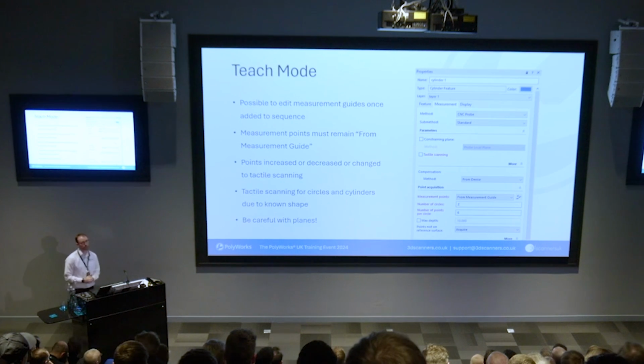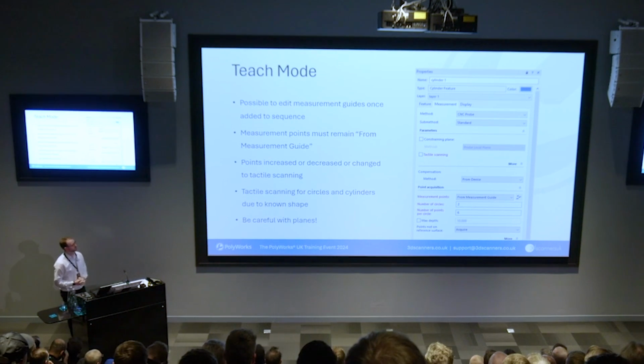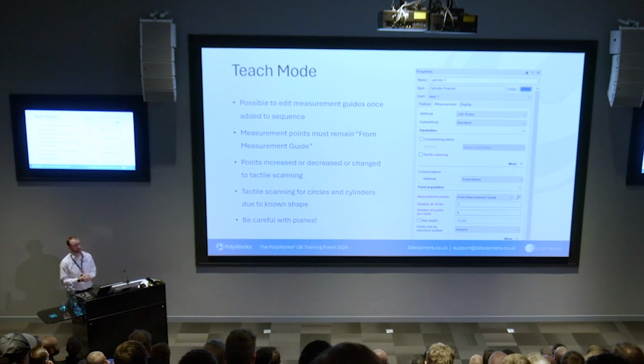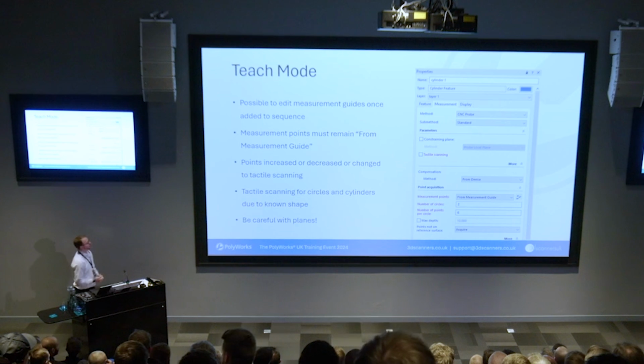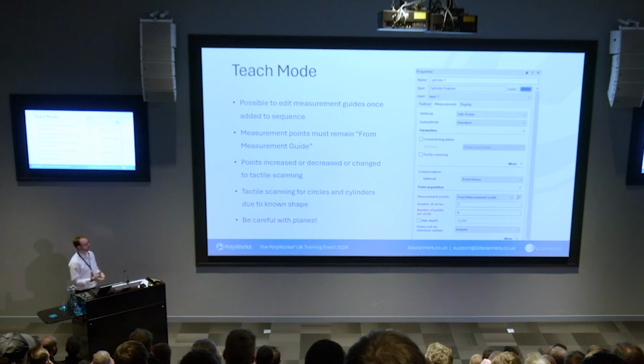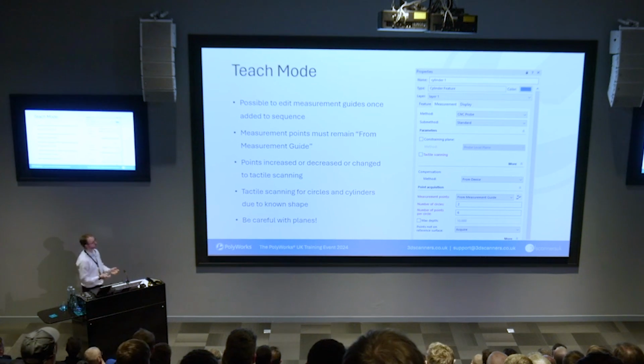Once you've taken those measurement points, once you've gone around and manually probed your CNC sequence, it is possible to then edit those points afterwards. You can go back into the properties, it will know how many points you've taken and set that as default. You can change it from tactile to tactile scanning. One thing to be careful of, the last point at the bottom: if you change it for circles and cylinders, it'll be fine because it's a known shape. If you've manually gone around and probed, let's say 10 points for a plane, and you change that to tactile, PolyWorks isn't aware that you've jumped over anything, so please be careful if you change it from manual tactile to tactile scanning.